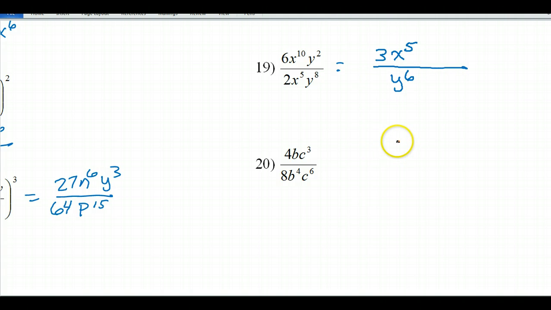Okay, so that's it for number 19. And then for number 20, reduce your 4 over 8. So this is like 1/2. The 1b in the top is going to take out 1 of these b's in the bottom, and that's going to leave b to the 3rd power. The 3 c's in the top are going to take out 3 of the c's in the bottom. That's going to leave 3 c's in the bottom. Now in this case, I need that 1. Alright, if you have a 1 in the numerator and it's the only thing you got, you have to have it.